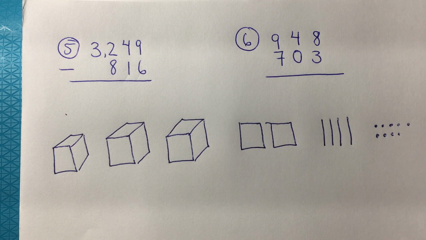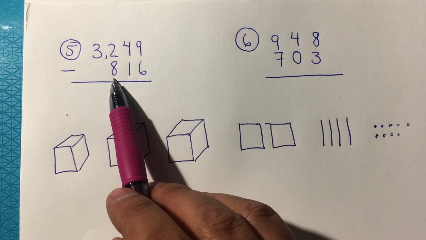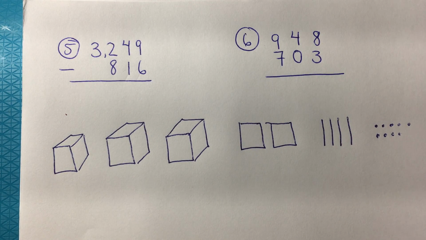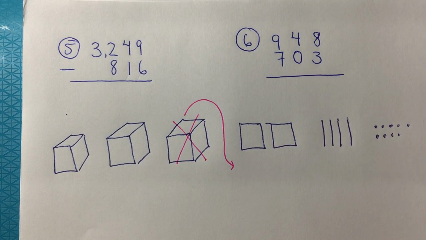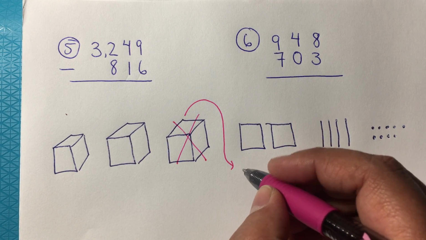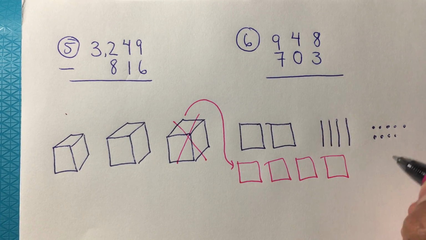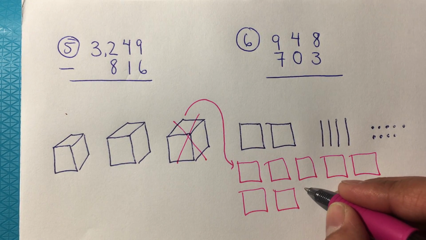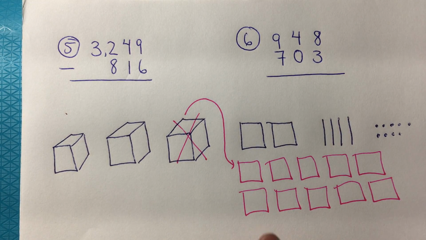3,249. Now when we're taking away, it says take away 800. It's not the thousands, it's 800. Do we have 800? No, we only have 2 of those. So we're going to regroup by exchanging 1,000 into hundreds. You get 10 hundreds, right? So 1,000 is equal to 100, 200, 300, 400, 500, 600, 700, 800, 900, 1,000. 10 of those make 1,000.